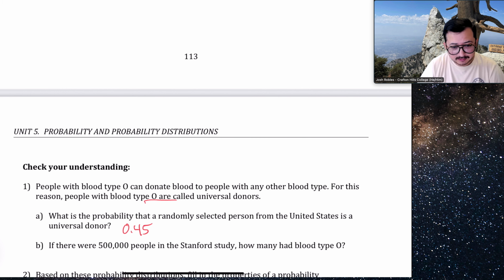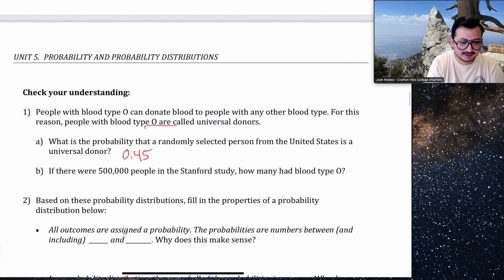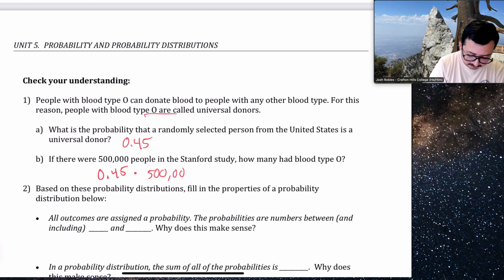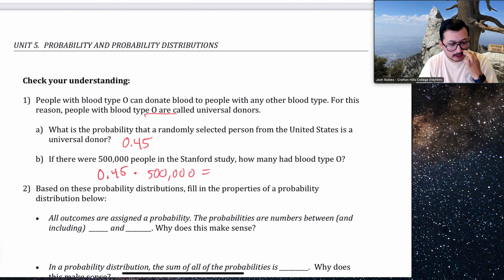That original study up there was done with 50,000 people. And how many actually had type O blood, right? So what does 45% mean there? If I multiply and take 45% of 500,000, I'll figure out how much there actually was there.